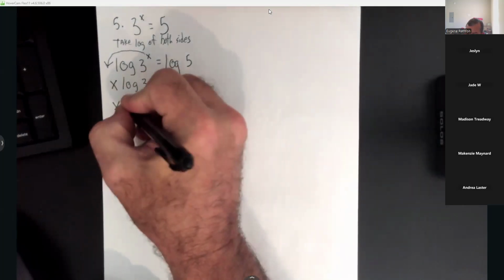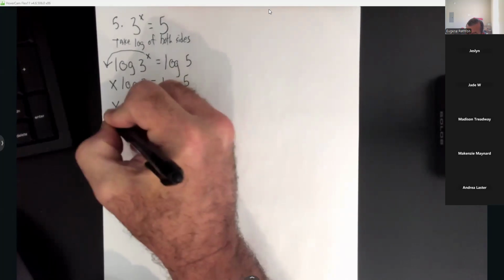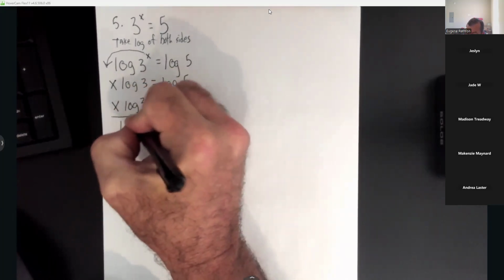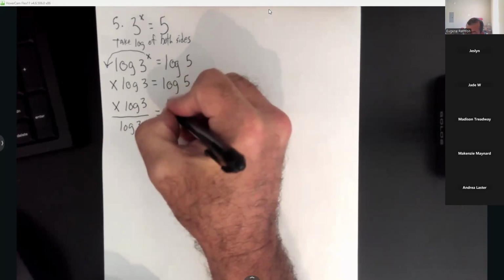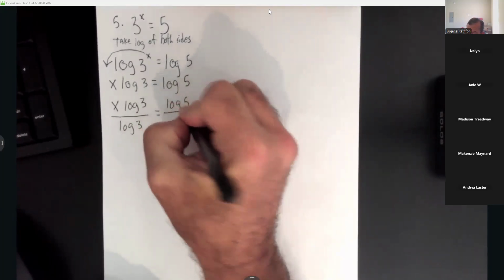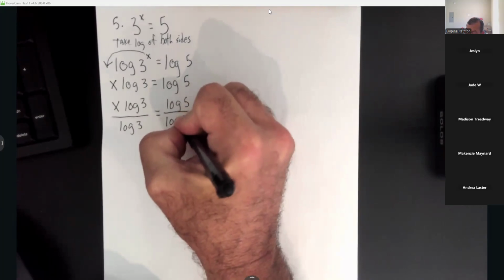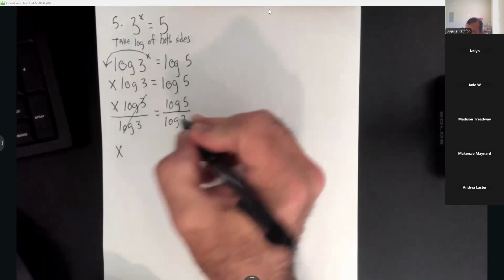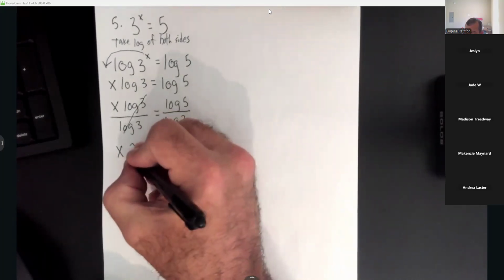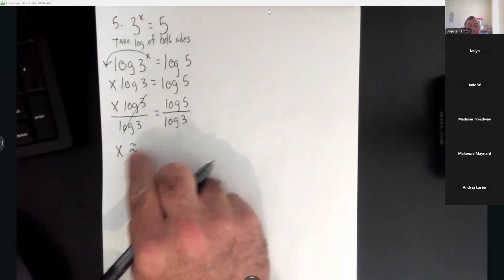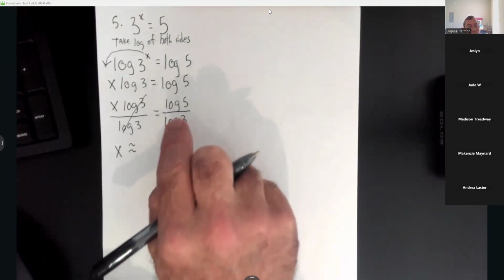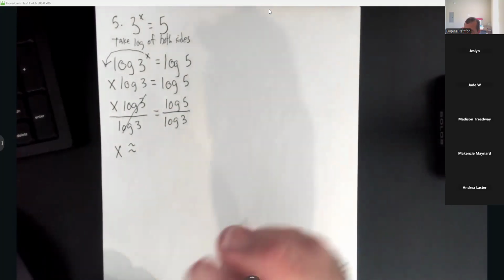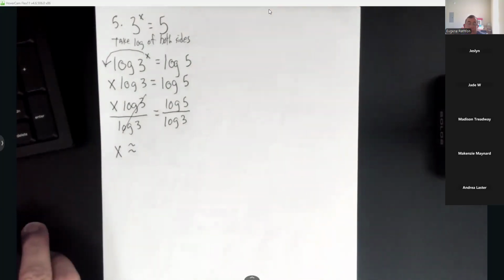So you're going to have an x log 3 divided by log 3. That's going to equal this log 5 divided by log 3. So this cancels, leaving me my x. Now remember, since I got logs left, we're going to approximate this to 4 decimal places. Okay? So y'all, let's go to the calculator because those cannot be done by hand. You actually got to use a calculator for that log stuff, okay?